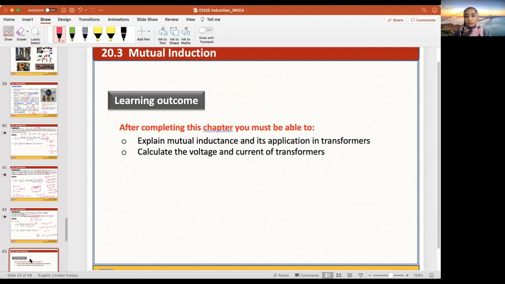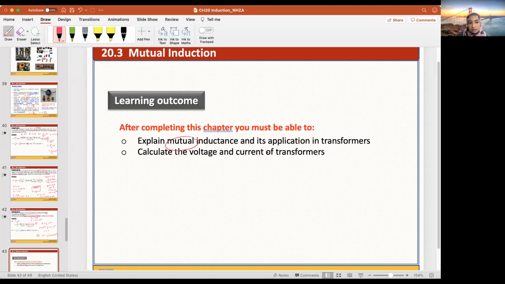The last one is called mutual inductance. So just now we talked about self-inductance. It happens by itself, like being self-indulgent. Now we have a friend. So for this chapter, explain mutual inductance and its application in transformers. Calculate the voltage and current of transformers.